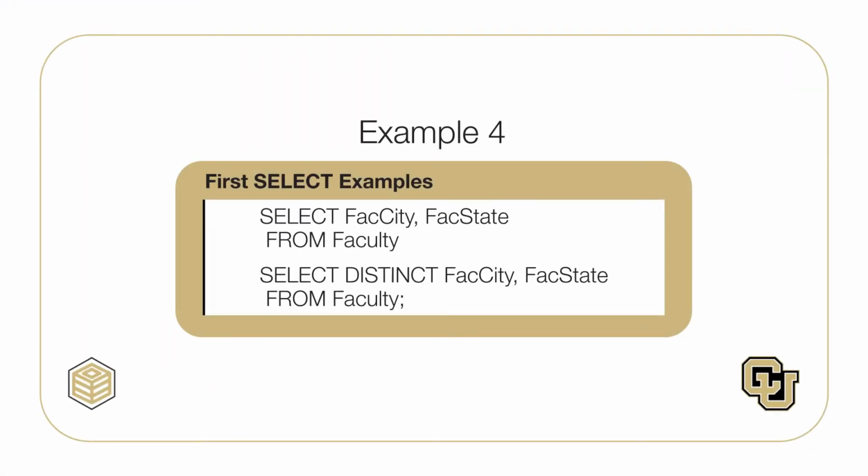The fourth example demonstrates duplicate rows in the result. Since many faculty live in the same city and state, duplicate rows are in the result. To eliminate duplicate rows, the distinct keyword should be used. Let's execute both versions of the fourth example in the SQL Developer.